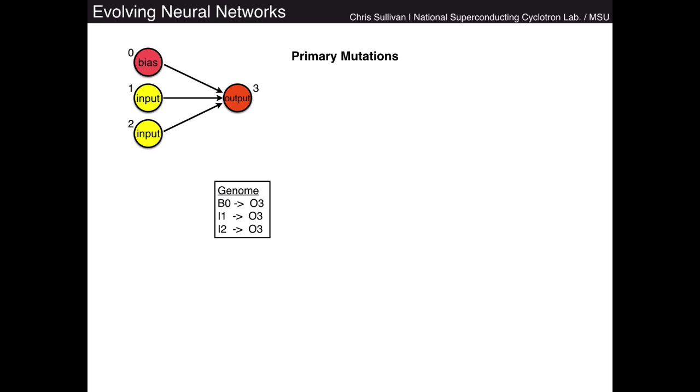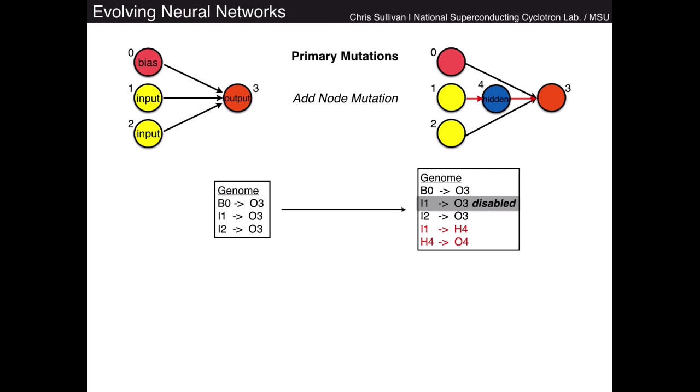So the idea is that there are a set of a few primary mutations, and the networks are represented as genomes. On the top, I show you a network. Here you can see a network with 2 inputs, a bias node, and a single output node. So it's a minimally complex network. And the genome is below it, represented by a bias from node 0 going to output node 3, and the other connections as well.